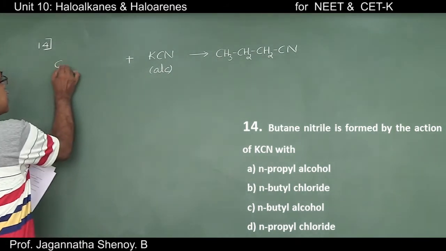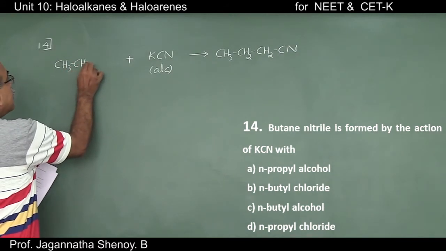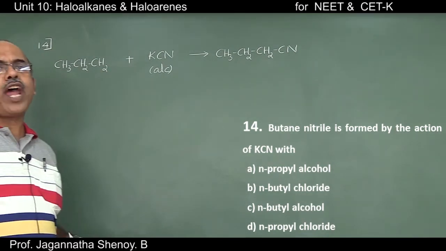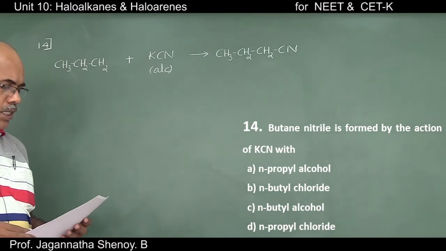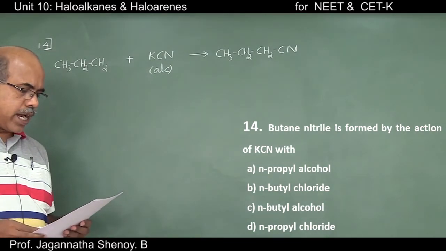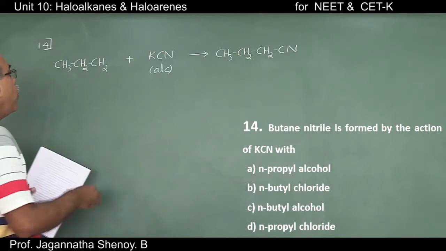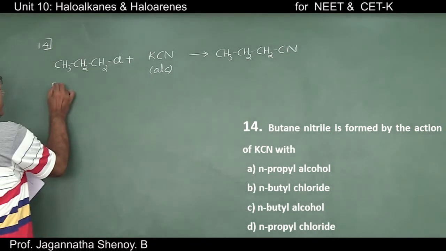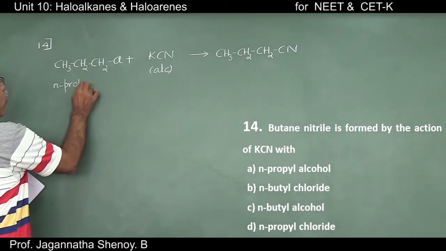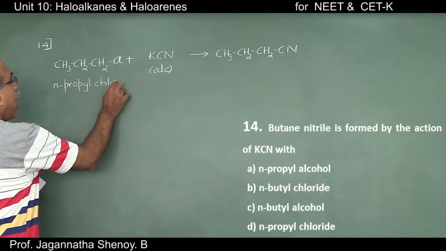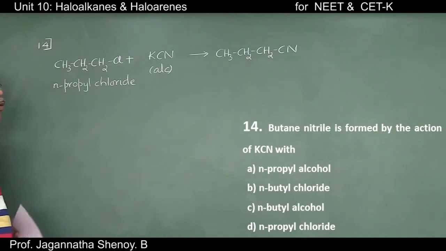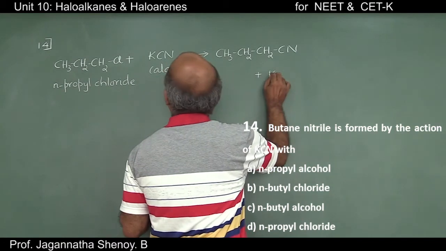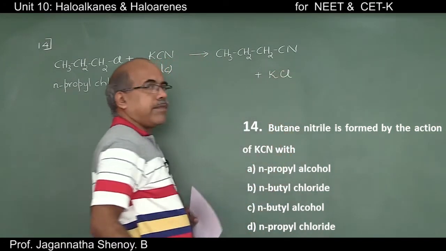So in the starting substance, I should have only 3 carbon atoms, and I told you it has to be an alkyl halide. So it can be chloride, bromide or iodide. Just to see what is the option given here, it is obviously chloride. So I'll have a single bond to CN. What should be the starting substance? It has to be N-propyl chloride, which is the common name, or I can say it is 1-chloropropane, the IUPAC name. And the byproduct we will get here has to be KCl.